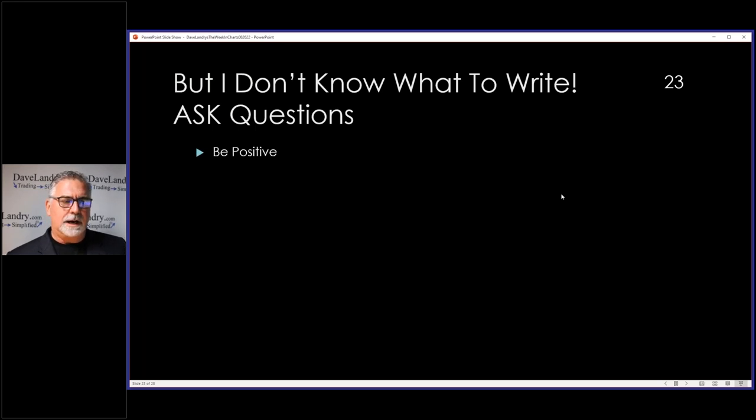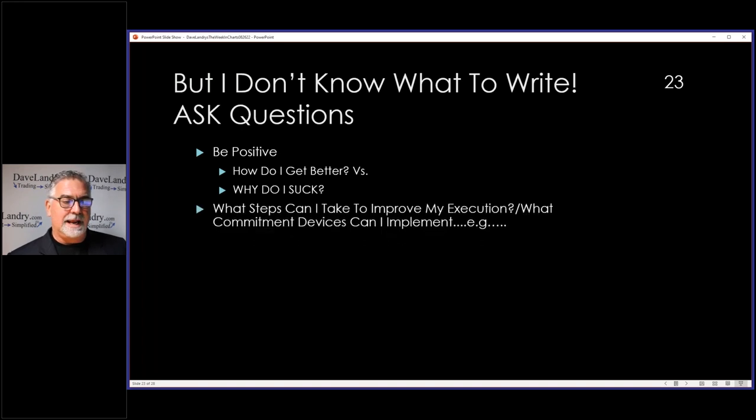All right. Be positive when you're doing these pages. And I catch myself every now and then being negative. So try to keep them positive. Like, how do I get better versus why do I suck? Okay. And maybe say something like, what steps can I take to improve my execution?